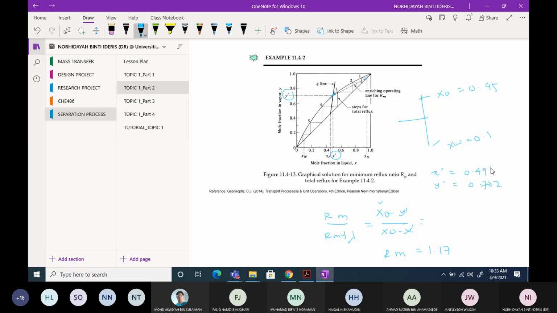x prime is 0.49 and y prime is 0.702. So directly put these into the equation and you should get this Rm, the minimum reflux ratio, as 1.17. This is your answer.